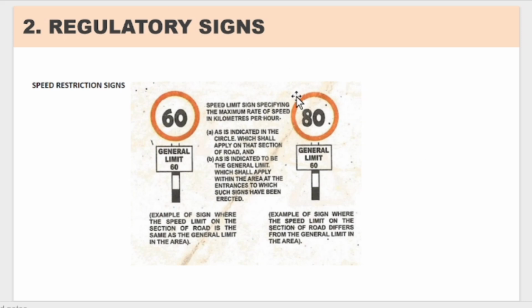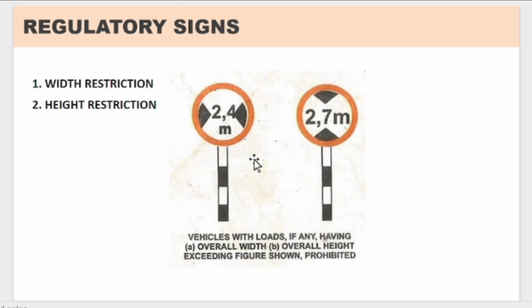Okay, same as this one, I will not go into much detail. This is just what I explained to you a moment ago. Then also you have these ones. This one is a width restriction, and this one is a height restriction. We talked about that: this one is quite horizontal and this one is vertical.